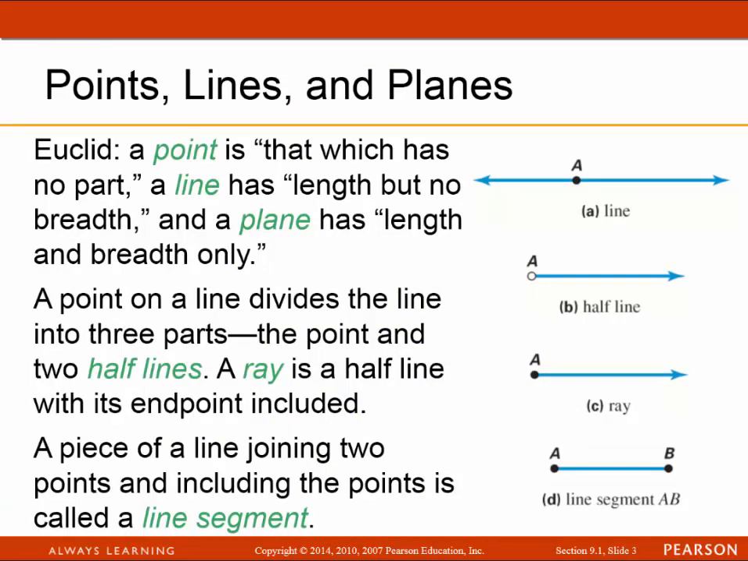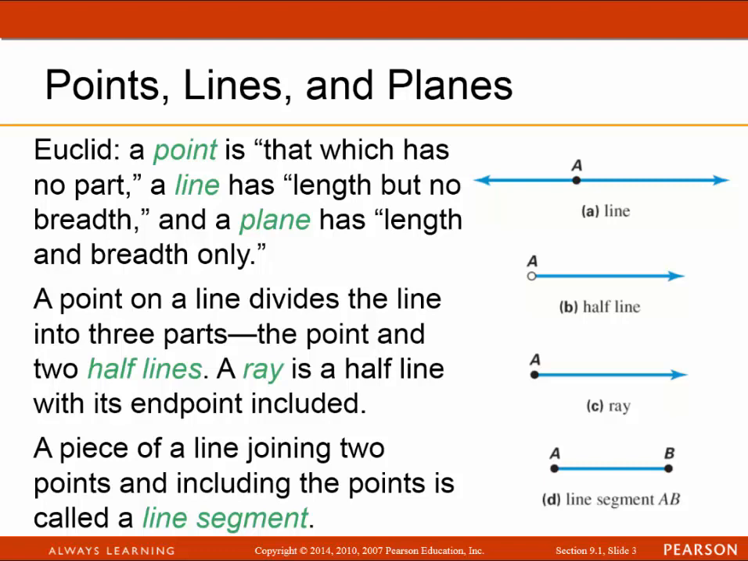So the first thing is we're going to go ahead and introduce points, lines, and planes. So a point is essentially that which has no part, and this is a definition by Euclid. And another definition is that a point is a location in space. Now a line has length but no breadth. So for a line, we can essentially measure the length of line segments, if you will, but there's nothing else. We can't measure the width of a line. And then a plane has length and breadth only. We're going to see an image of a plane in the next slide.